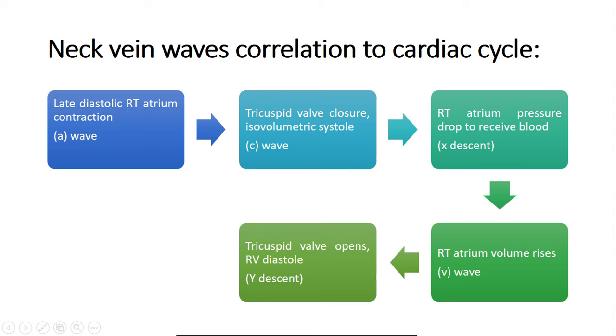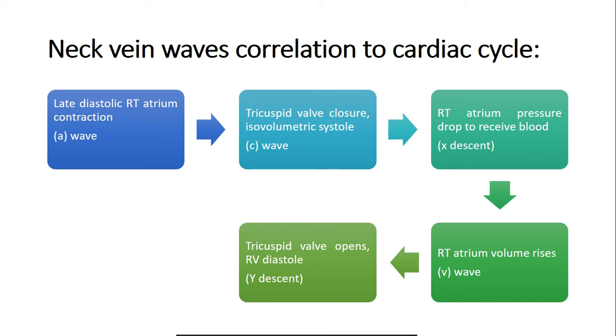Okay. Then the right atrium volume rises again because it is filling with blood. This is transmitted to the neck veins as a positive wave, which is the V wave. The V wave is related to the volume in the right atrium. Okay?